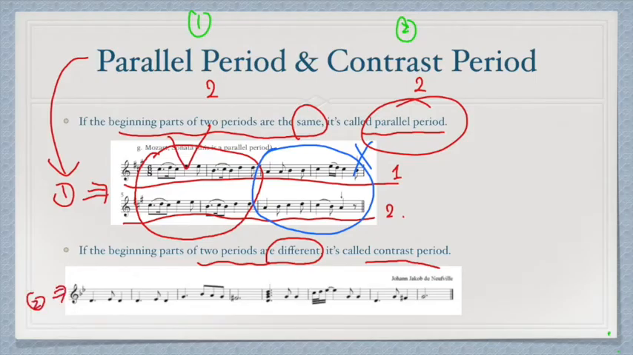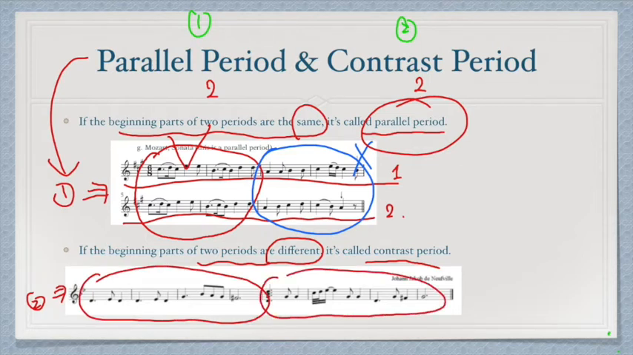Let's look at this contrast period. This is period 1 and this is period 2. Those two are completely different. The beginning parts of those two are not the same at all. So this is a contrast period.